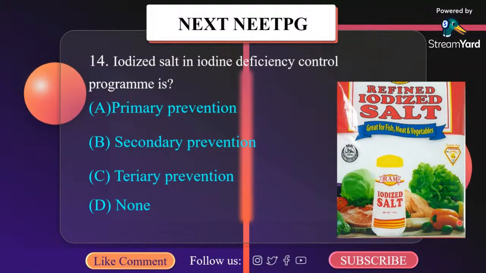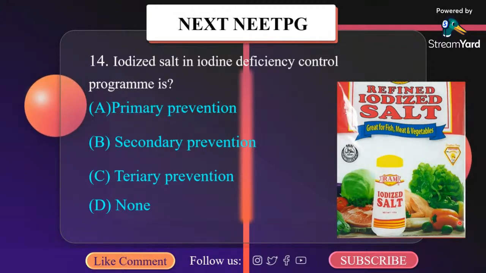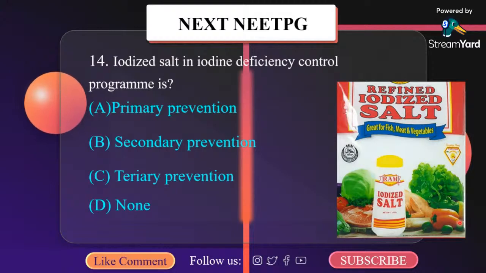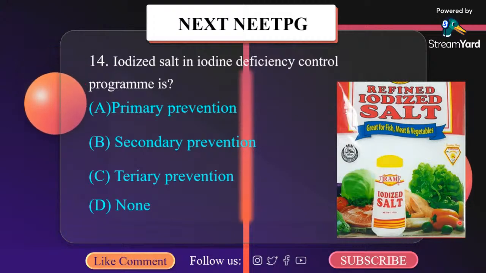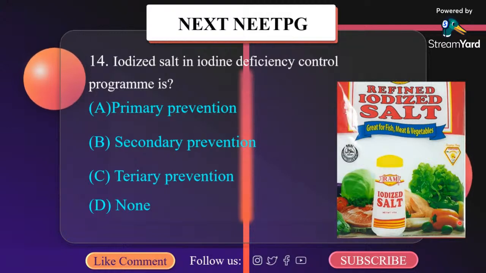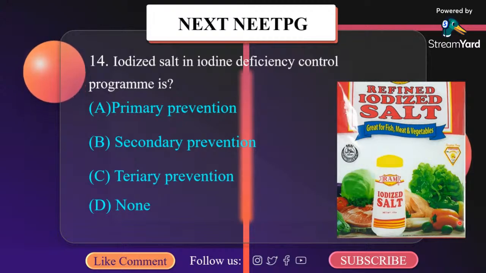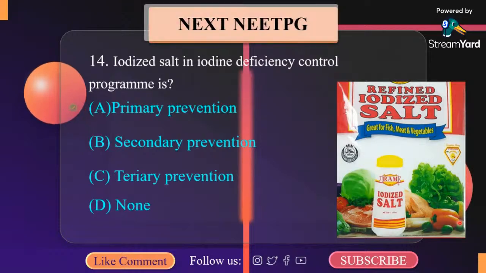Iodized salt in iodine deficiency control program is: A. Primary prevention, B. Secondary prevention, C. Tertiary prevention, and D. None. It is a form of primary prevention. Fortification of food. Iodized salt is primary prevention. Primary prevention has two main components: health promotion and specific protection. So it is primary prevention.